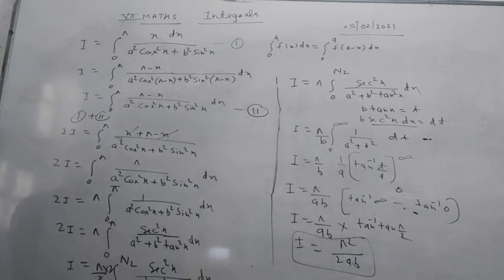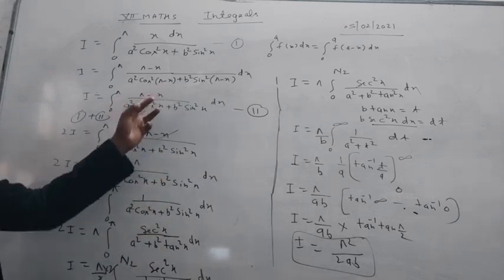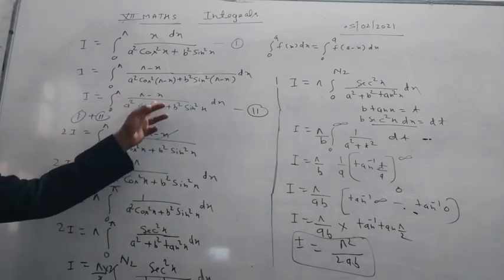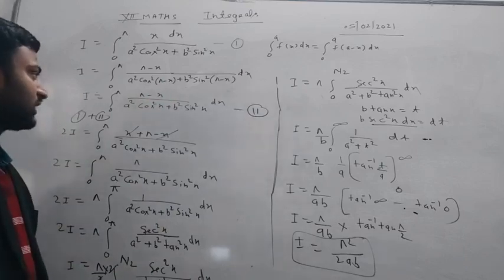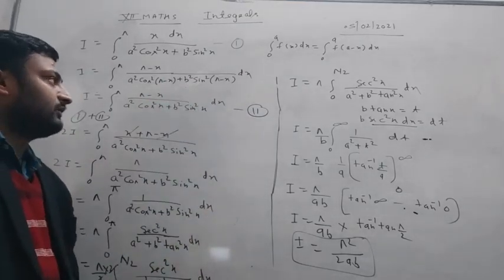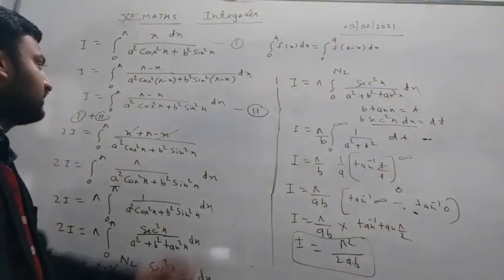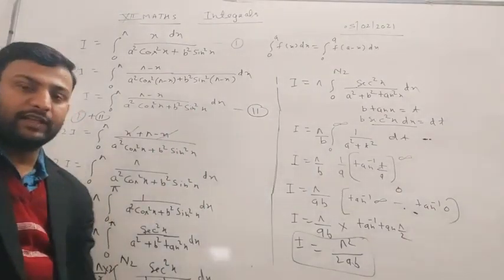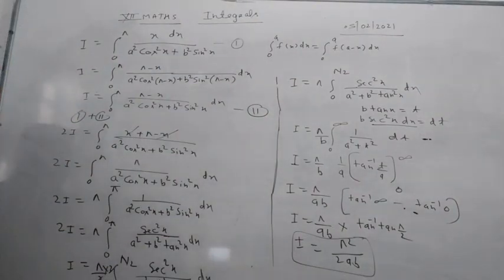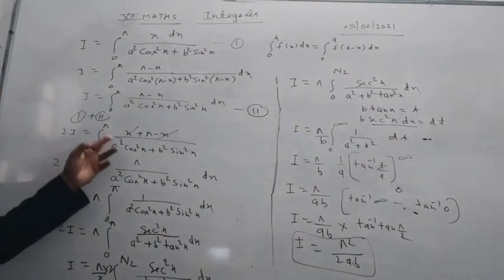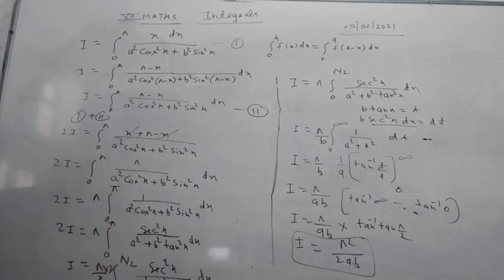And students, we can write cos (pi minus theta) is minus cos theta, and on squaring this, it will change to positive. So we can write a square cos square x, and sin (pi minus theta) is sin theta, which is sin x. So b square sin square x dx. Okay students, now adding these two equations, we get 2I is integral from 0 to pi of x plus pi minus x by a square cos square x plus b square sin square x. So this and this will be cancelled.